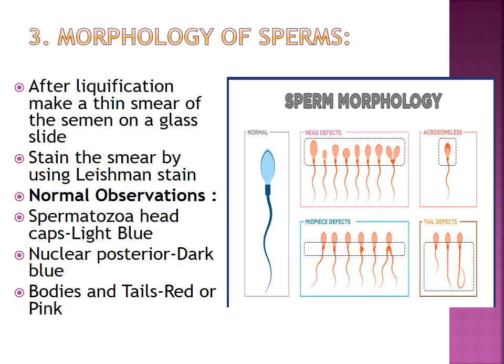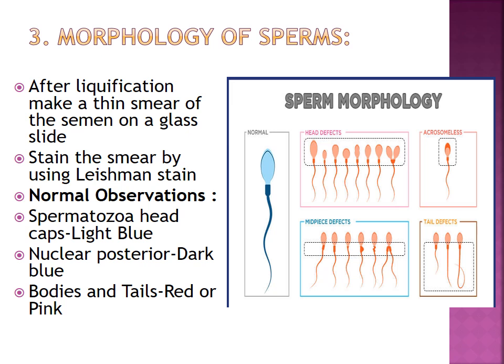Then third is morphology of sperms. So you have to make a smear like we do in WBC DLC blood smear, and then stain it by Leishman method and see the morphology. So in this slide you can see normal morphology, that is head, middle piece and tail.